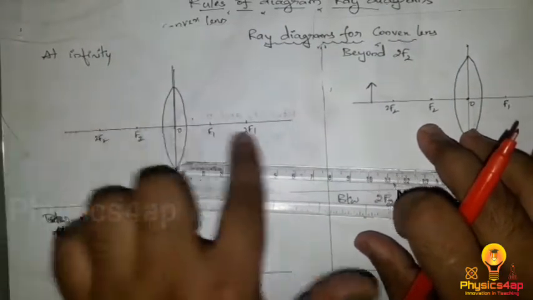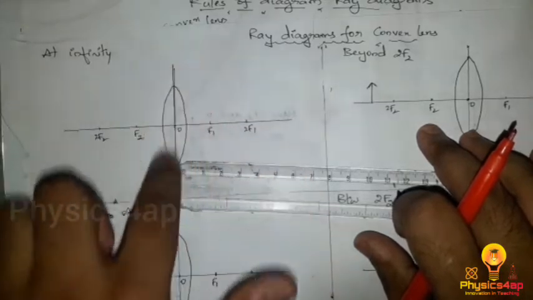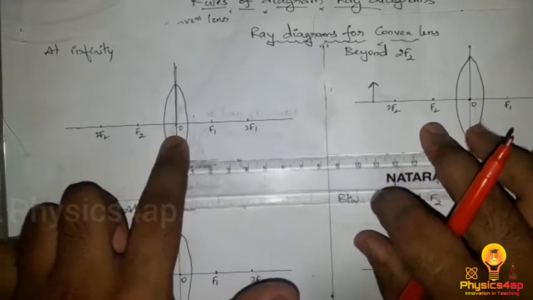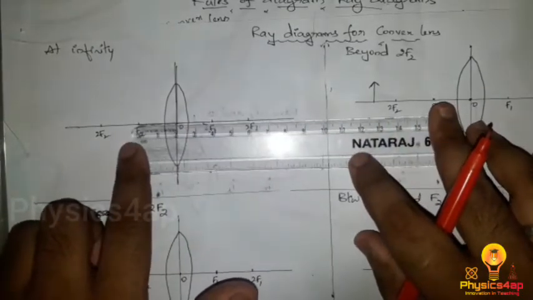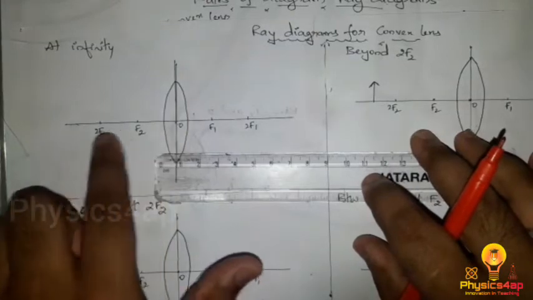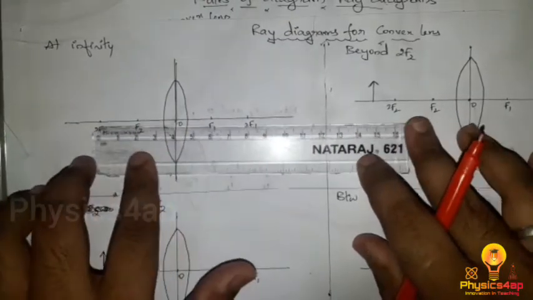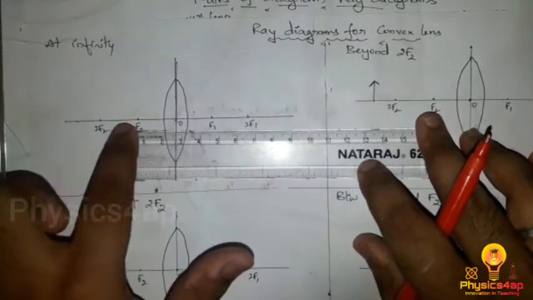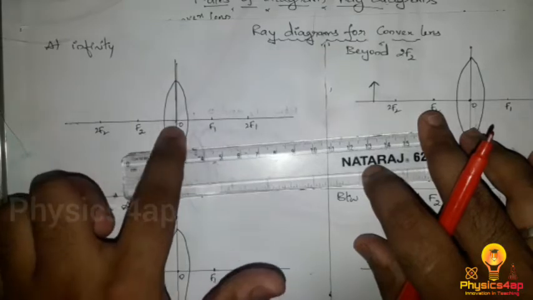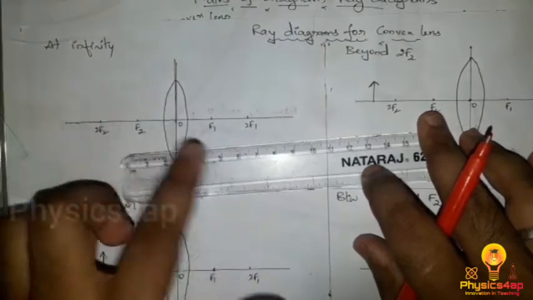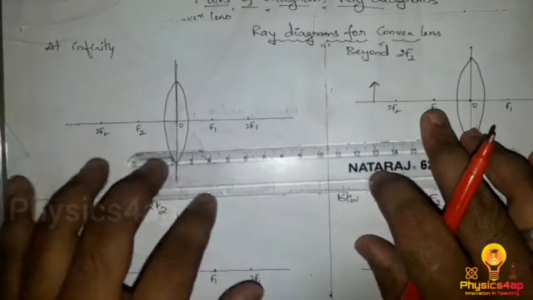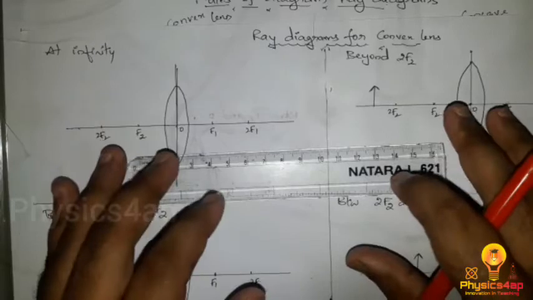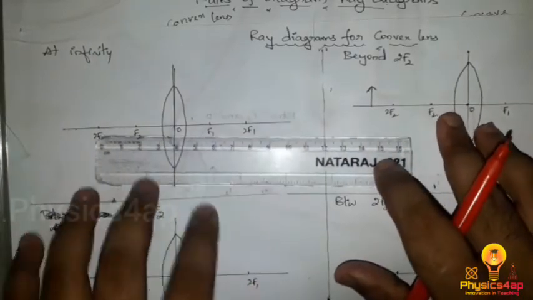When you draw a principal axis, draw 2 perpendicular lines, and take the intersecting point as the optic center. From the optic center to the focus, take 2 centimeters on both sides, and from the optic center to the center of curvature, take 4 centimeters. For example, if you are taking 3 centimeters from the optic center to the focus, then from the optic center to the center of curvature you need to take 6 centimeters, right? If you take these values correctly, then only you can draw the ray diagrams perfectly. Okay, so let us start.